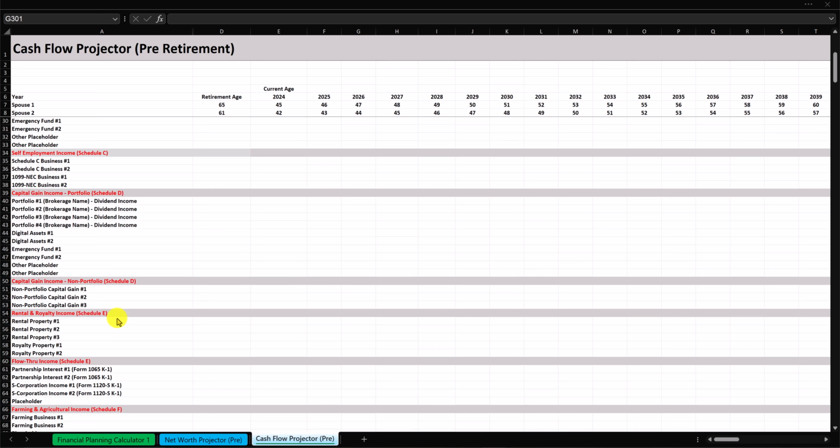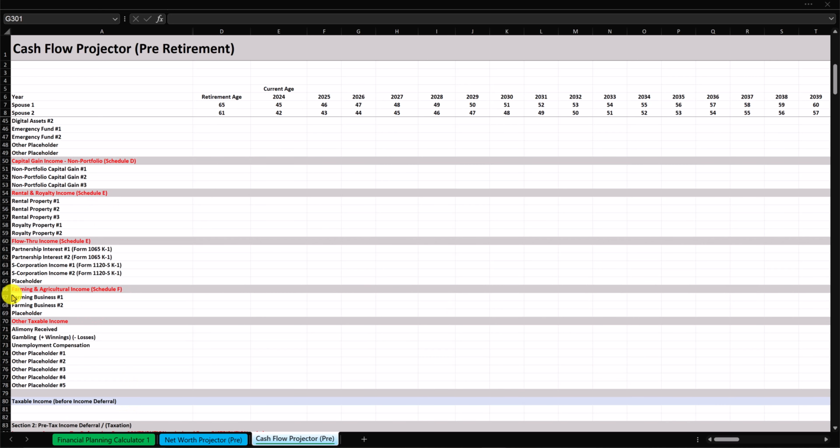Next on the list, we have our Schedule E items. So this is going to start with our rental property income. We also have royalty property income right here. Also on Schedule E will be flow-through income from partnership interests, as well as S corporation interests. These are the types of income that you will receive on a Form 1065-K1 or a Form 1120-SK1 in the case of an S corporation.